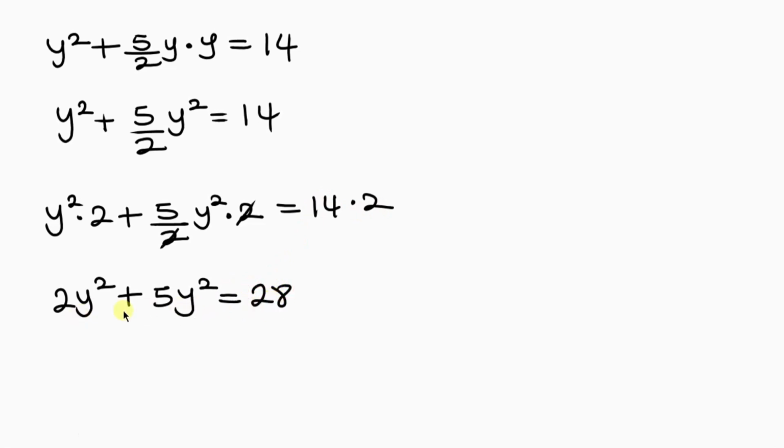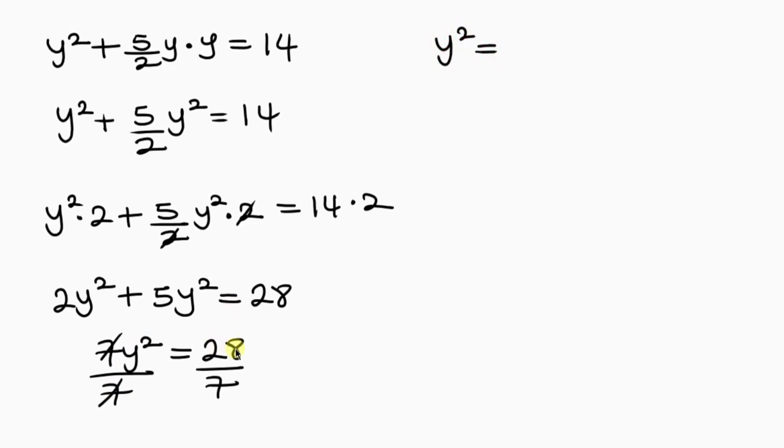Now notice that these are like terms, so when we add 2y squared plus 5y squared, we get 7y squared to be equal to 28. Now divide both sides by 7. Dividing both sides by 7, 7 cancels out, leaving behind y squared to be equal to 28 divided by 7 is 4. So we have 4.